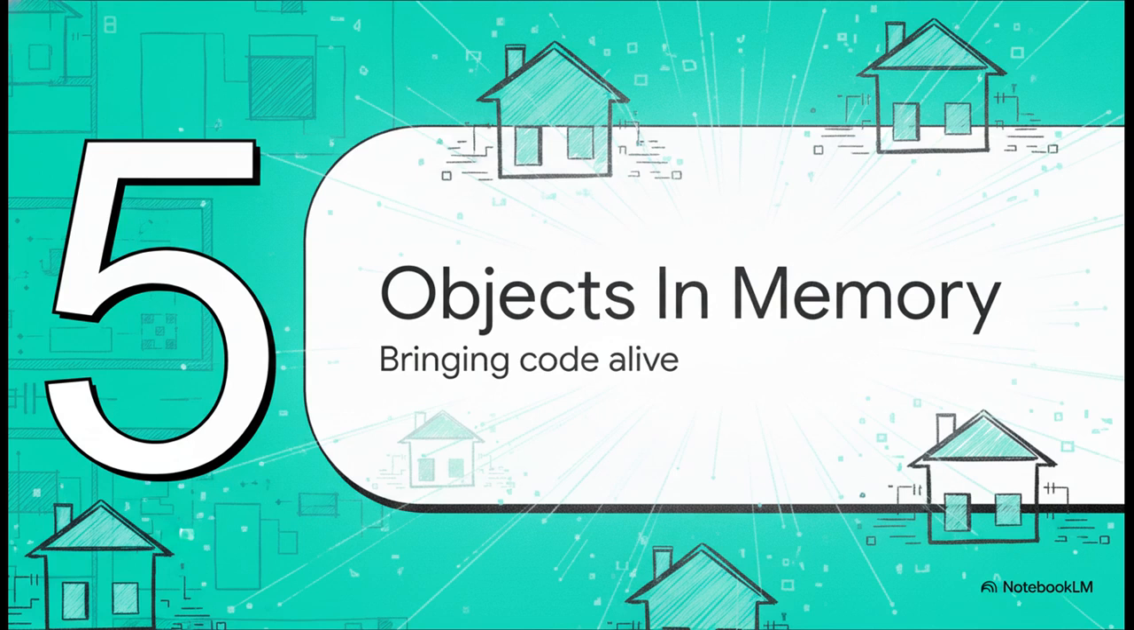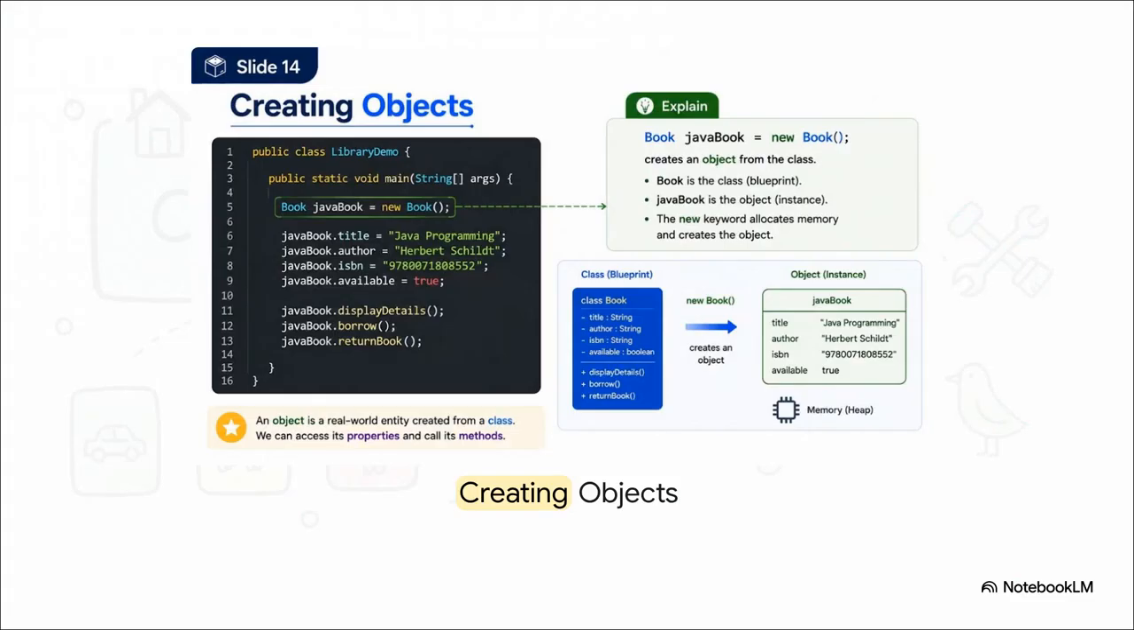All right, the final piece of the puzzle. Section 5, Objects in Memory. So we wrote our blueprint in code, but like we said earlier, a blueprint is basically just a piece of paper. We still need to build the houses. We need to make this abstract code come alive inside the computer. Check out that line of code. Book, Java book, equals new book.